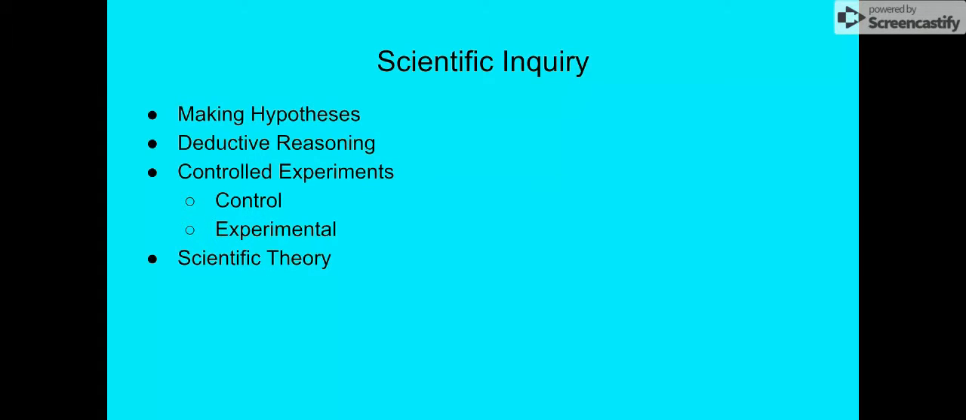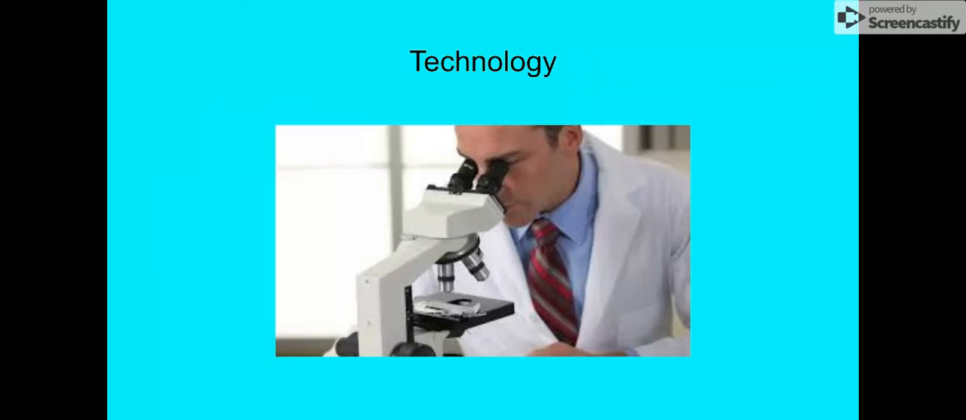Scientific theory is very broad in scope, generates new hypotheses, and is supported by a large amount of evidence. So theories are mostly accepted. Technology is also sometimes used to apply scientific knowledge to a specific purpose that affects society. That would be like a microscope. Diversity among scientists promotes progress in science.